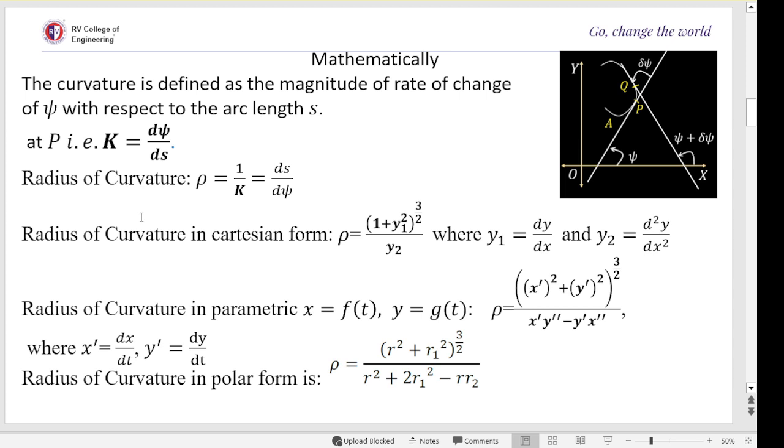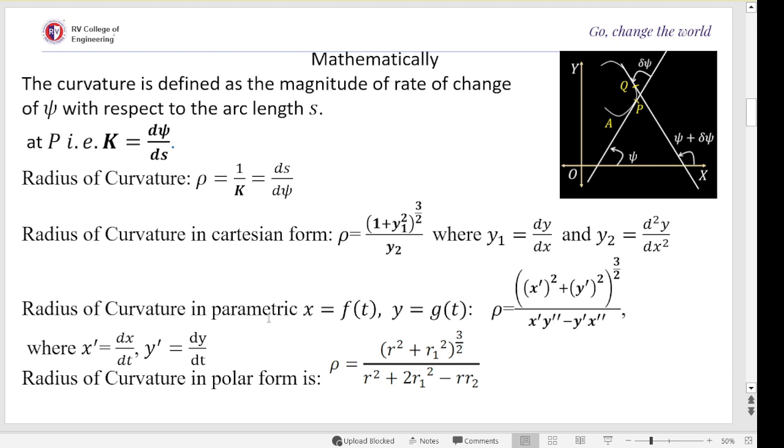To evaluate the radius of curvature in Cartesian form, we are going to use the formula rho equal to (1 plus y1 square) power 3 by 2 divided by y2, where y1 equal to dy by dx and y2 equal to d square y by dx square. That is, y1 and y2 are the corresponding first and second order derivatives.